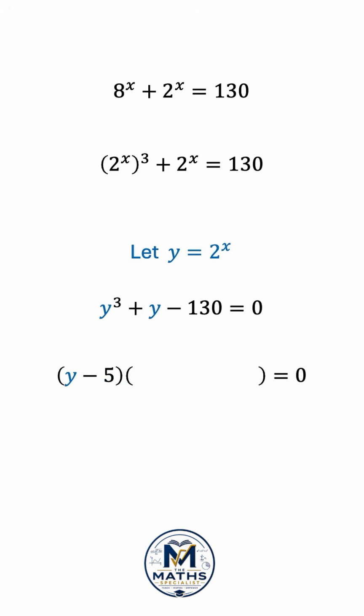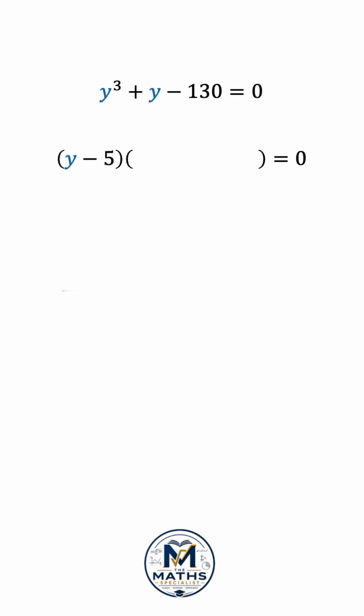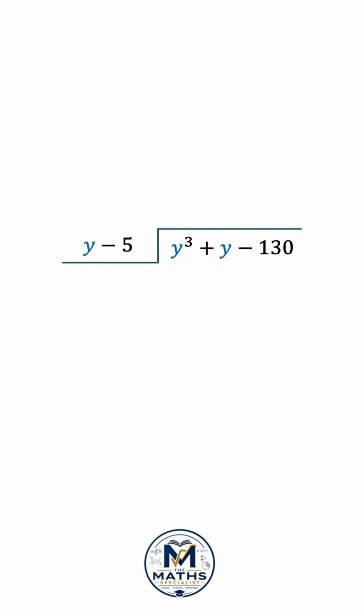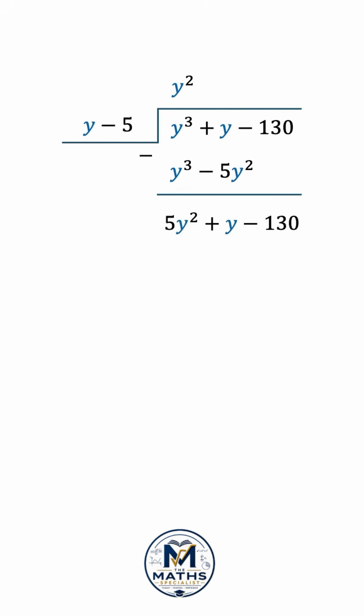But we still have a quadratic to find. So how do we get this missing factor? For this, we'll use long division. So let's set up the dividend, the divisor, and looking at the leading terms, we see we must multiply by y squared. Doing so and subtracting the result gives 5y squared plus y minus 130.